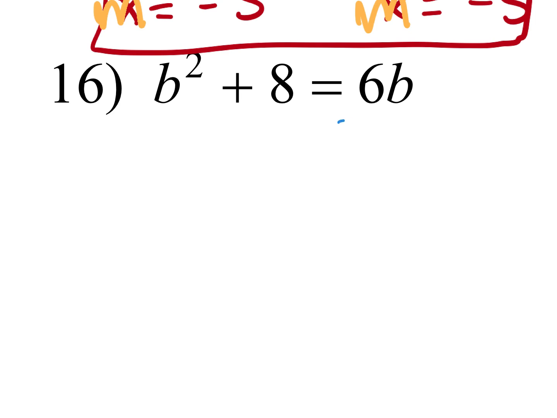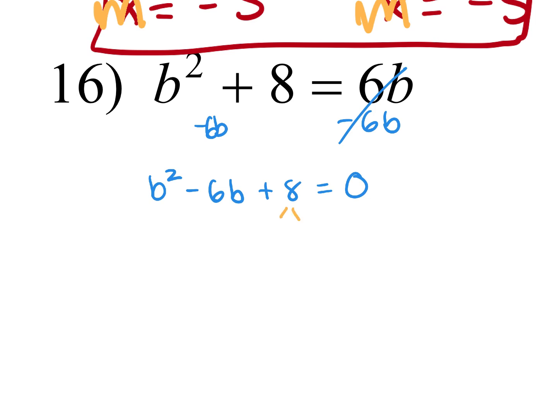Minus 6b. So then I have b squared, and what comes next? Minus 6b plus 8 equals 0. Awesome. Daniil, what are 2 factors of 8 that add to negative 6? Negative 2 and negative 4. Perfect. So in my parentheses, I have b minus 2 and b minus 4.